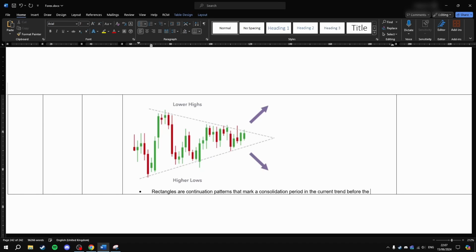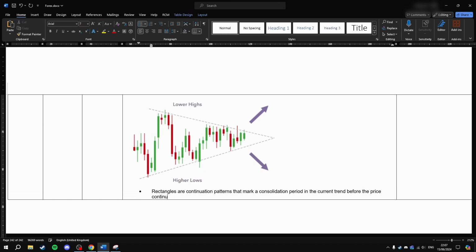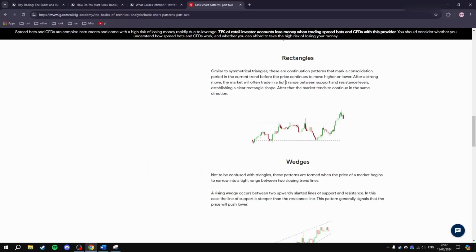Before the price continues to move higher or lower. After a strong move, the market will often trade in a tight range between the support and resistance levels, establishing a clear rectangle shape.